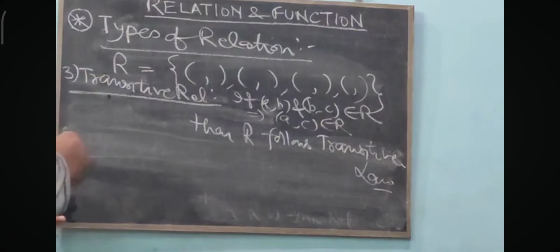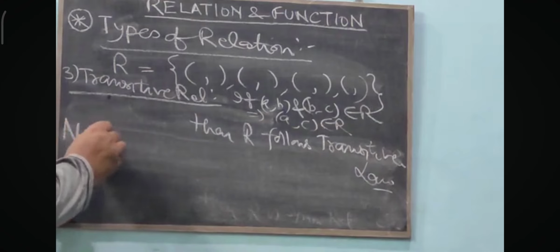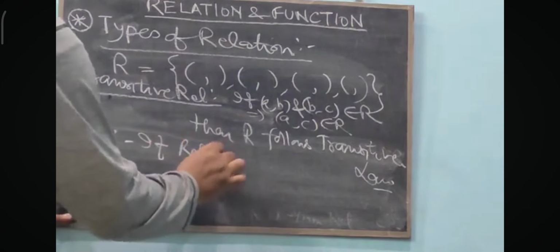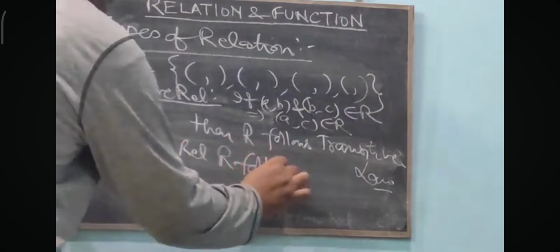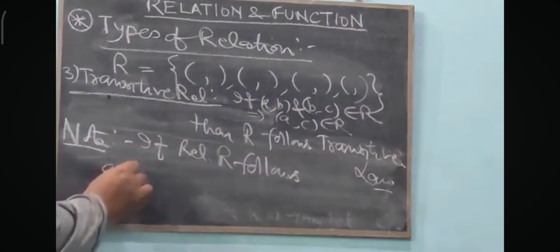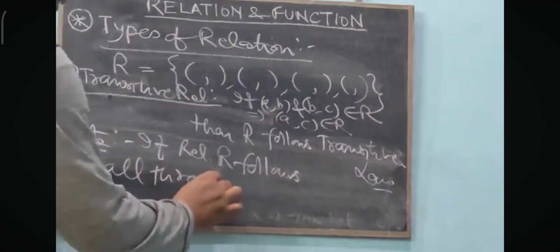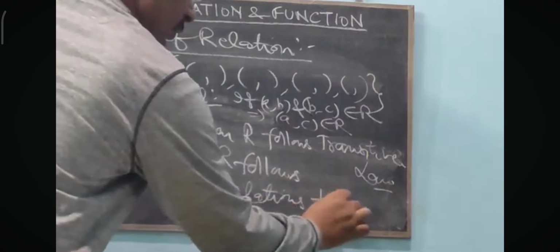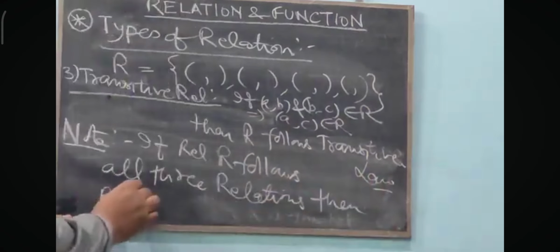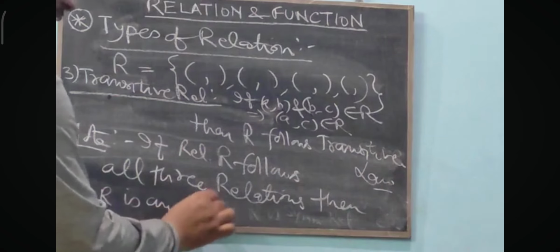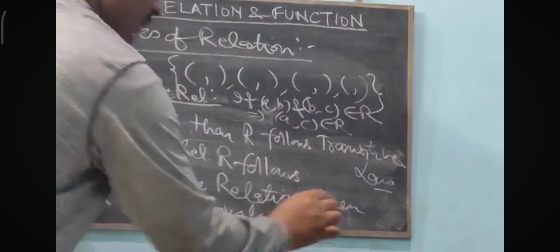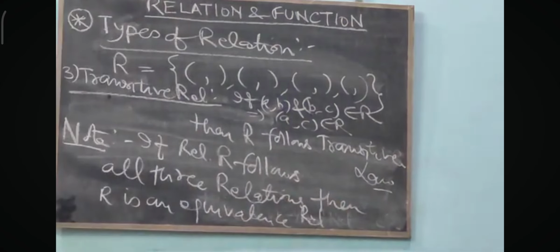And remember, note: if relation R follows all three properties, if all three are true, then we say that R is an equivalence relation. R is an equivalence relation.